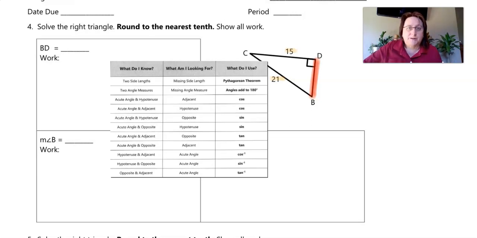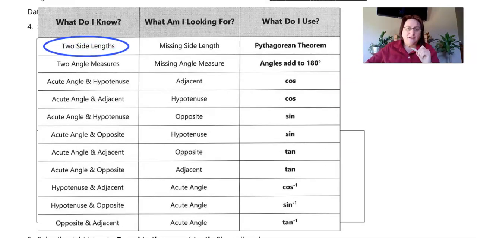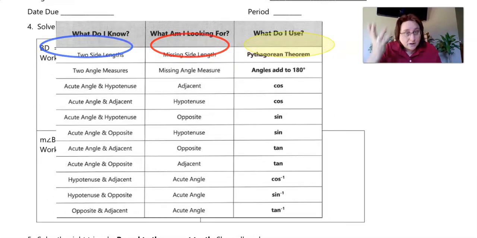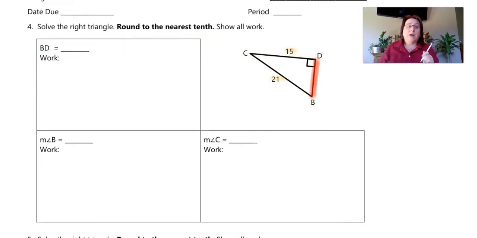Let's go look at our chart. Okay, if we have 2 side lengths and we want another side length, then we use the Pythagorean theorem. So let's use the Pythagorean theorem. Before I even start this, which value are we always going to plug in for C in the Pythagorean theorem? Yeah, guys, we're always going to use the longest side, which is the hypotenuse. That's going to be our C, isn't it?